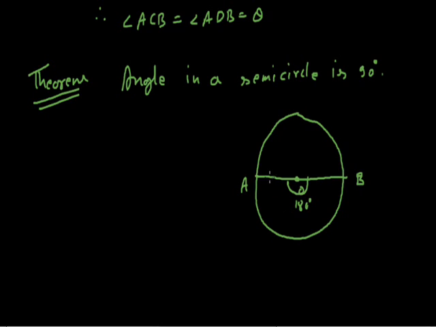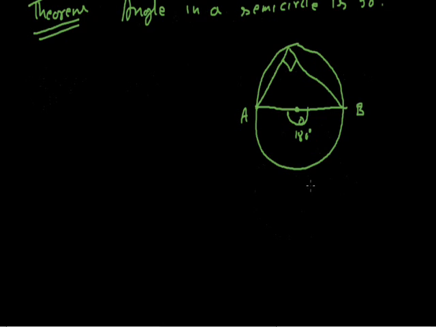Now what we have to prove is that the angle made by these 2 points, A and B, the ends of the diameter, at the circumference of the circle is always 90 degrees. That we have to prove: the ends of the diameter of the circle will form an angle of 90 degrees on the circumference of the circle.